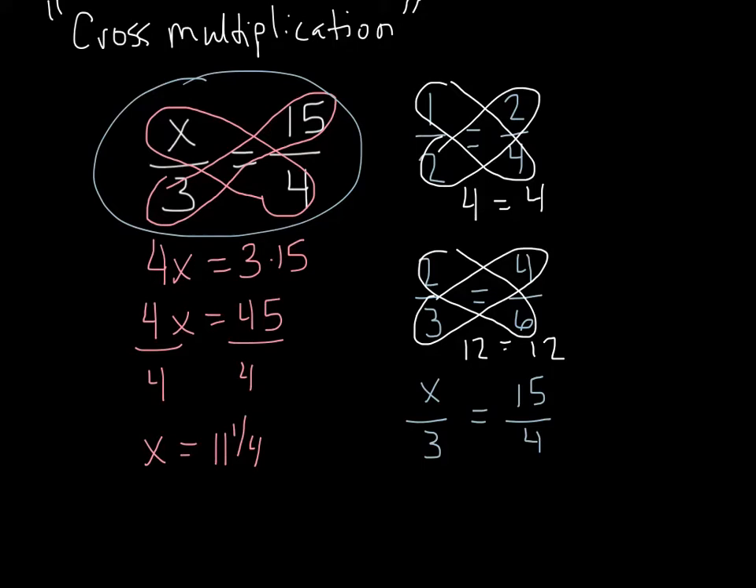So if we just continue this pattern that we see, we know the denominator of 1 times the numerator of the other should equal the same thing as the numerator of 1 times the other denominator. So 3 times 15 must, according to this pattern, also equal 4 times x. And that's kind of why cross multiplication works, and that's how you might discover the process for yourself.